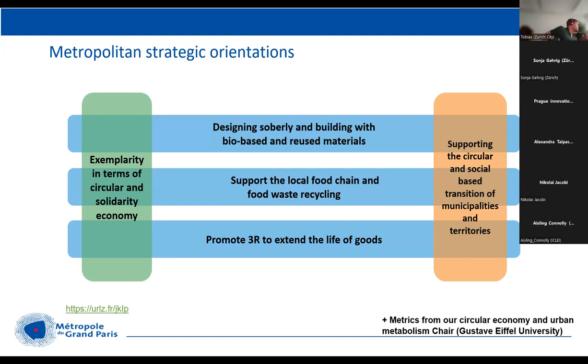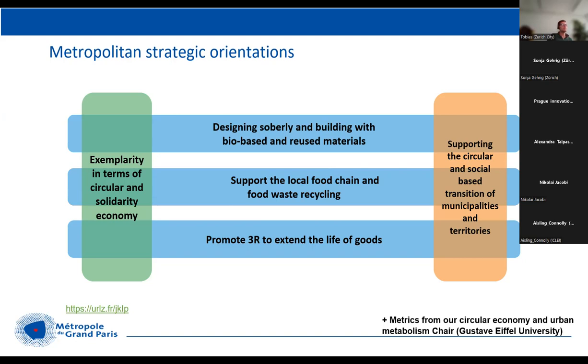The issue of exemplarity through public procurement strategy, through investment, because we have big investment funds to be used by all the towns and cities of our metropole. We have the issue of the construction sector. So we developed some programs for renovation, including circular economy and resources issues. We are working on a big pact with economic and public actors to accelerate transition of the sectors, etc.